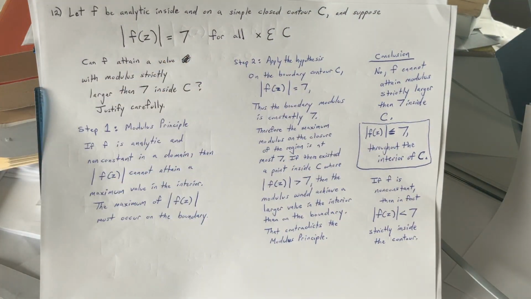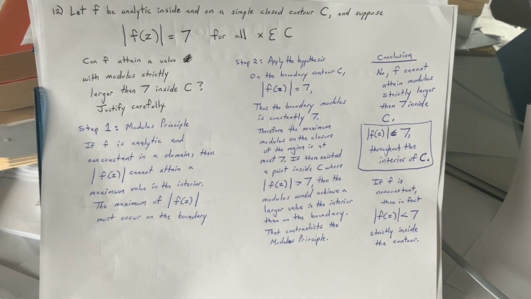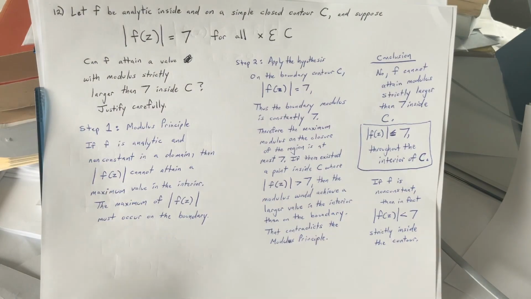Okay, let's go on to number 12. Let f be analytic inside and on a simple closed contour C, and suppose the modulus of f of z equals 7 for all z in C. First question: can f attain a value with modulus strictly larger than 7 inside C? Justify carefully. So, step 1.